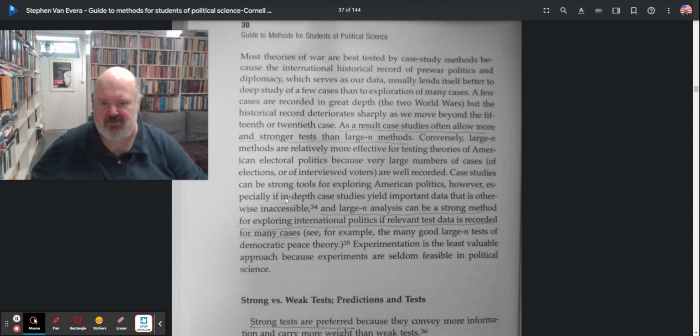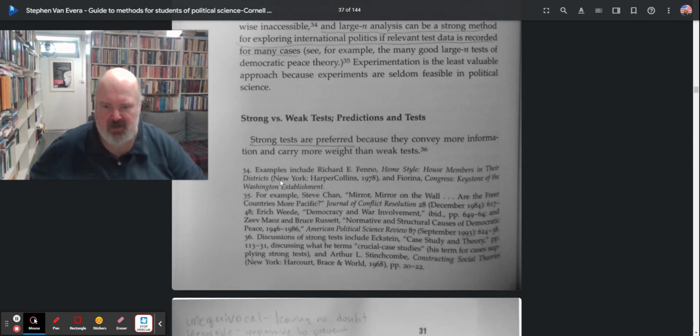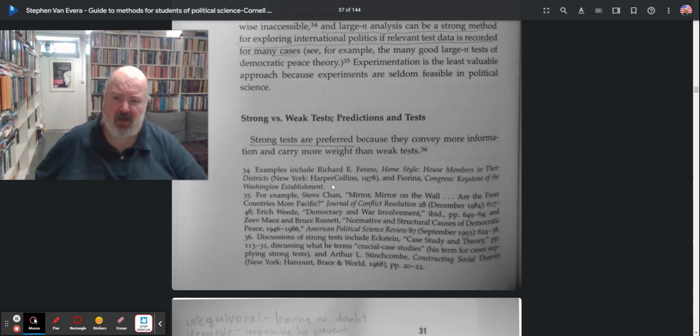Case studies can be strong tools for exploring American politics, especially if in-depth case studies yield important data that is otherwise inaccessible. Examples are Richard Fenno's Homestyle, on House members and their districts, or Fiorina on Congress. This is Congress research of the early '70s, and maybe the mid '80s.